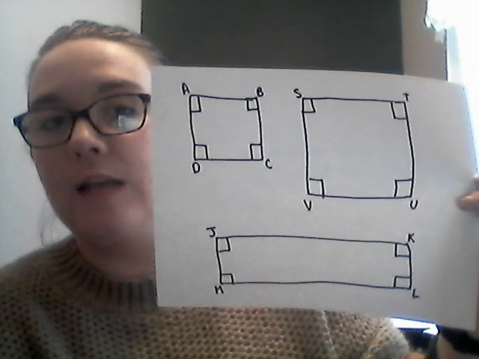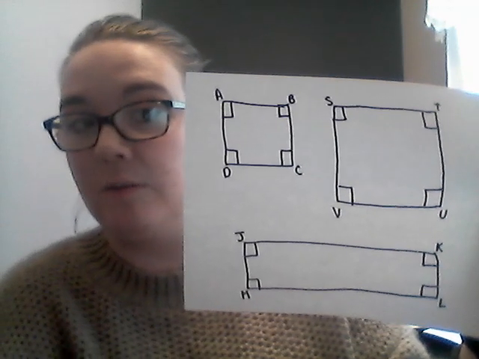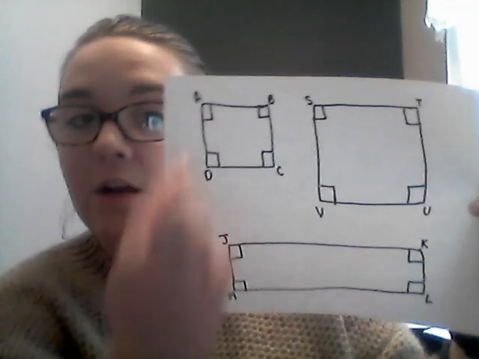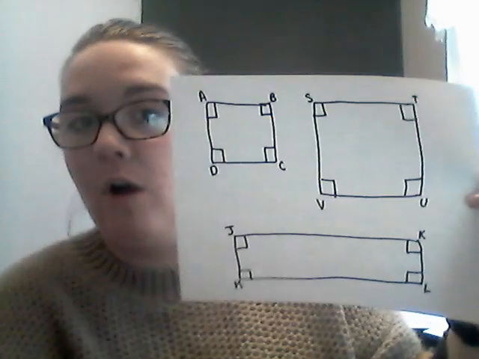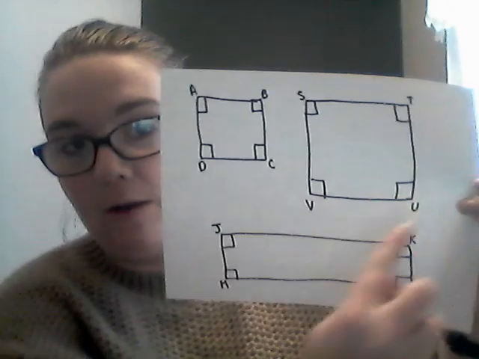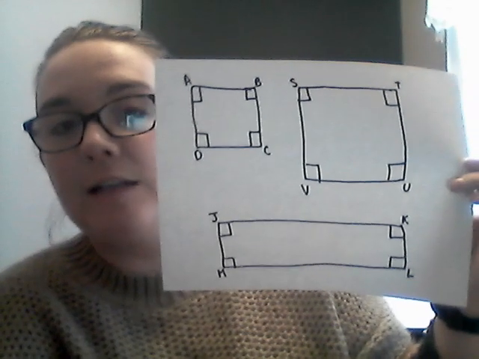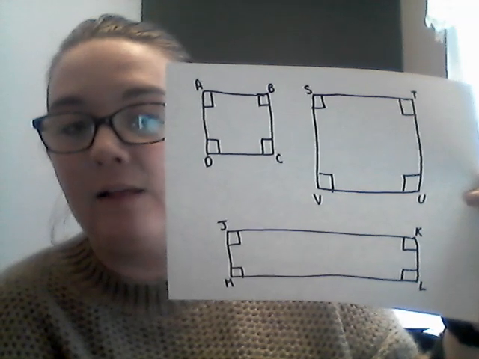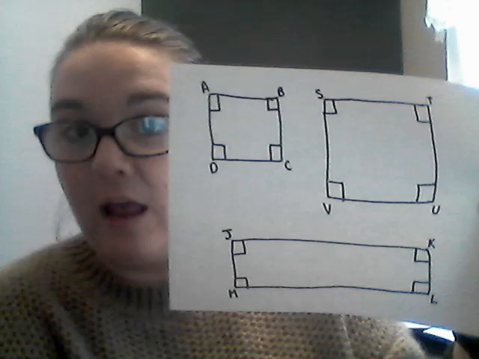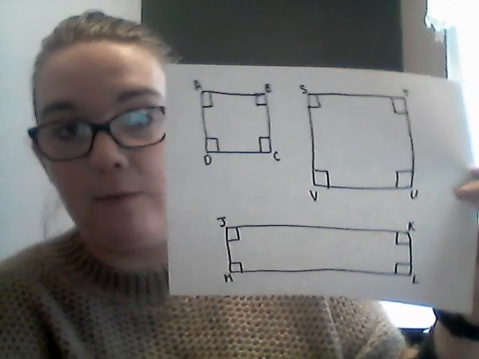Now, I want you to notice that I labeled these so that I could tell the squares apart. So if I say square ABCD, you know that I'm talking about this square. Whereas if I say square STUV, you know that I'm talking about this square. And if I say rectangle JKLM, you know I'm talking about this rectangle here. And that way, you wouldn't get confused about which shape I was talking about.